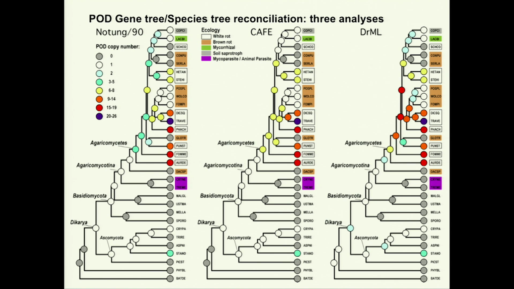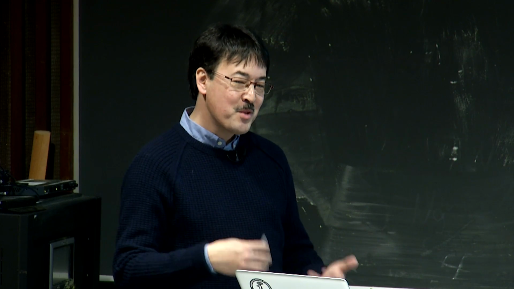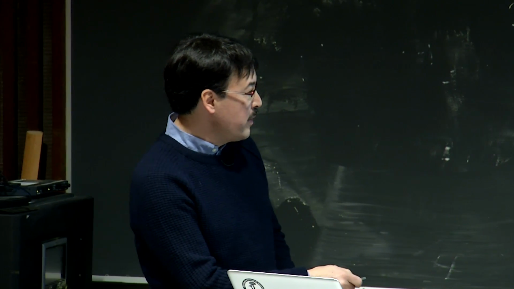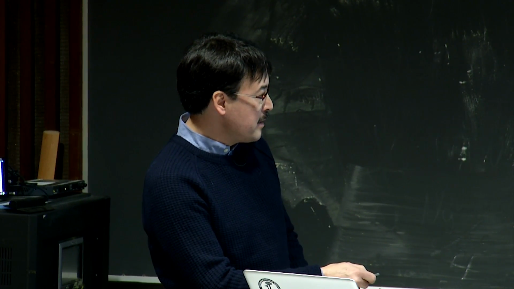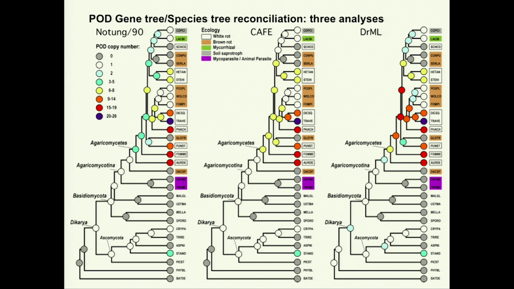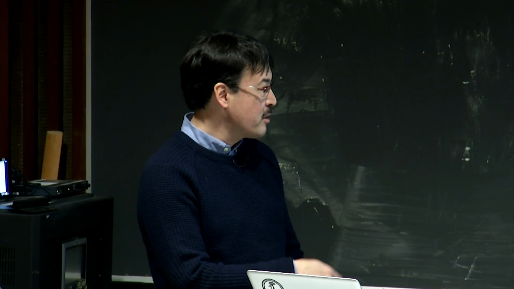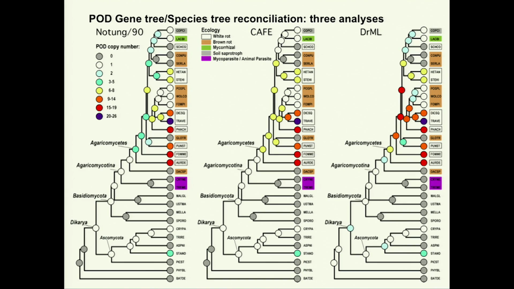So gray is 0, white is 1, and so forth and so on. And these 3 different methods provide quantitatively different results, but qualitatively similar. So we've got a few copies in the ascomycetes, and if we assume they're homologous with those in agaricomycetes, which we do, and if we discount the possibility of horizontal transmission, which we do, we reconstruct 1 copy in the backbone in the ancestor of the Dicaria, the common ancestor of ascomycetes and basidiomycetes, 1 copy through the backbone of the basidiomycetes, and then diversification beginning around the origin of the agaricomycetes.